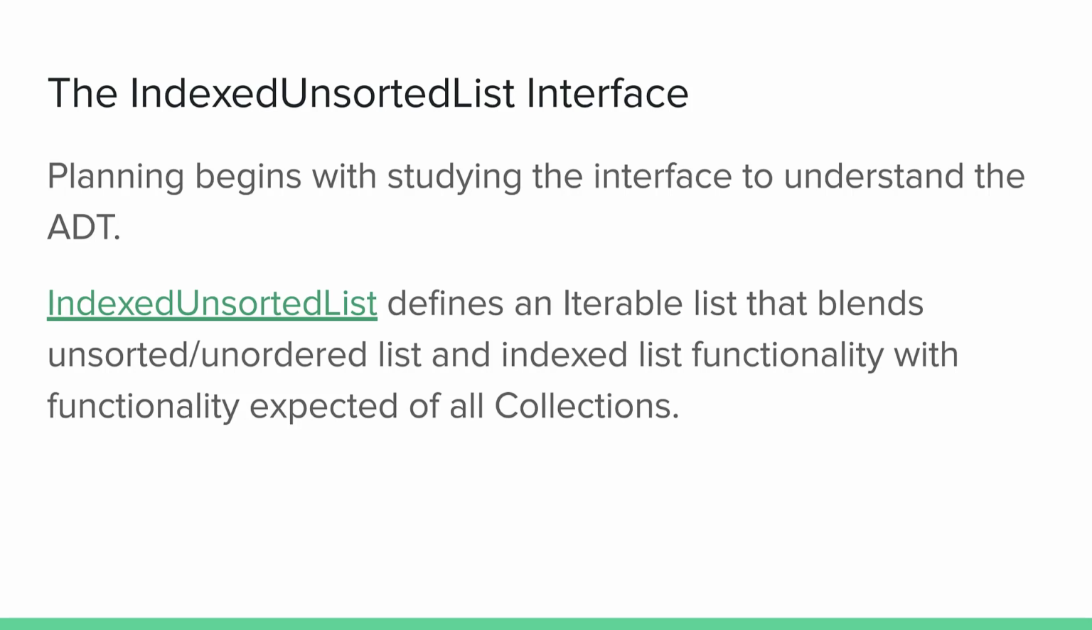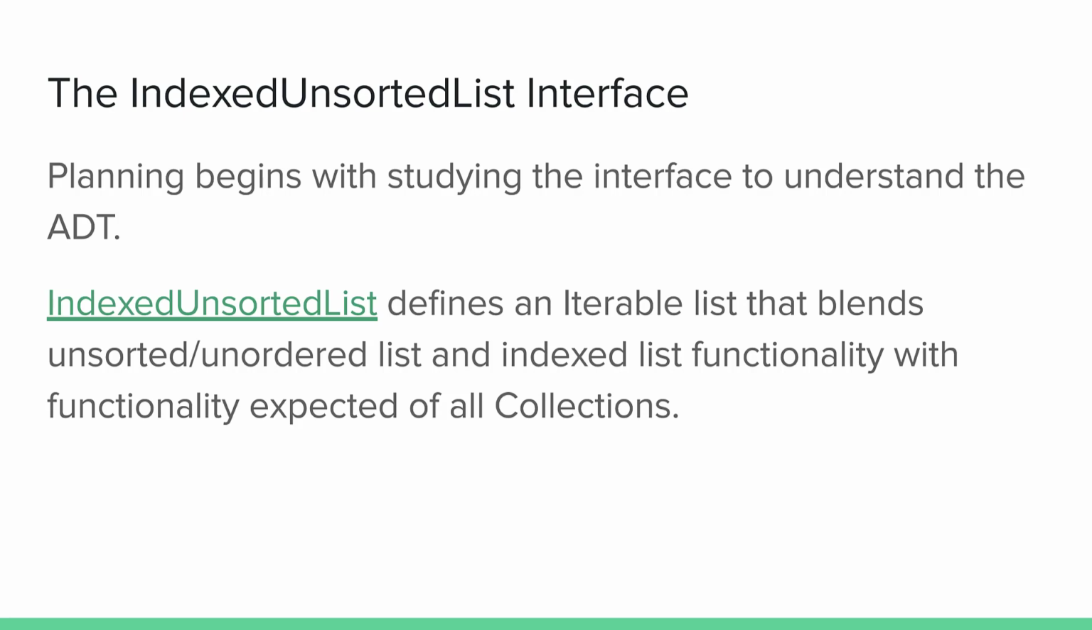The process of developing a test plan for any abstract data type begins with studying the interface, reading through all of the documentation. So if you haven't done this already, you need to open the IndexedUnsortedList.java file and read through all of the documentation in there.